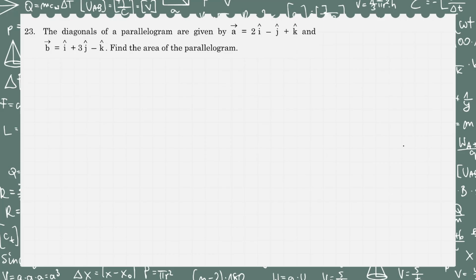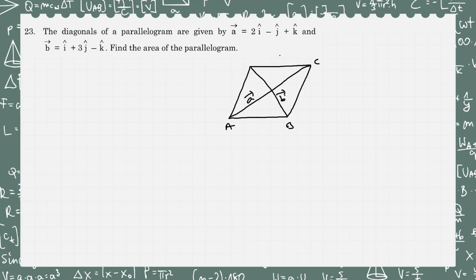Sum number 23. The diagonals of a parallelogram are given by vector A equal to 2i minus j plus k and vector B equal to i plus 3j minus k. Find the area of the parallelogram. So let this be the parallelogram ABCD, in which the AC diagonal is vector A and the BD diagonal is vector B. We need to find the area of the parallelogram.